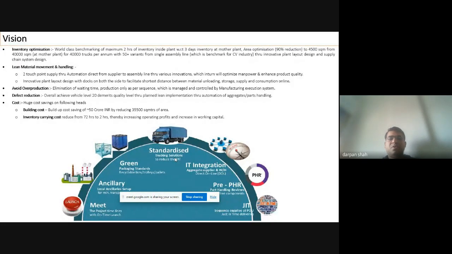Number of touch points, as we say in supply chain language, is basically handling of a part from one point to a second point.